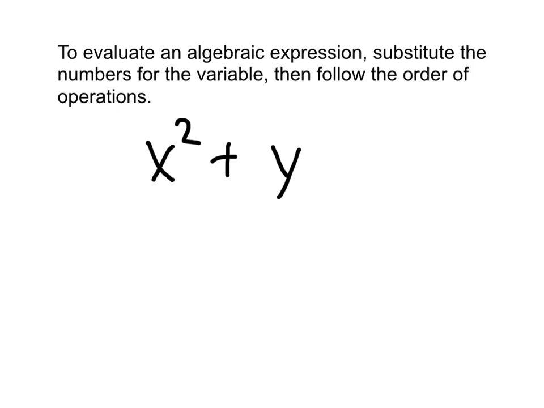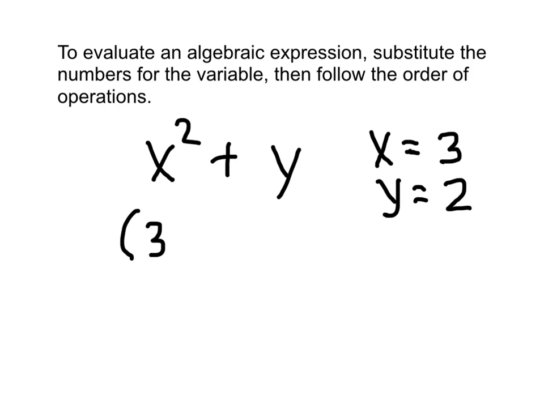Well, in order to evaluate what this would equal, I would need to know what x and y are and then substitute them. And so you'd be giving those values. So let's say that x was equal to 3 and then y was equal to 2. I would start by replacing x with 3 and y with 2, and then I'd do the order of operations, PEMDAS.